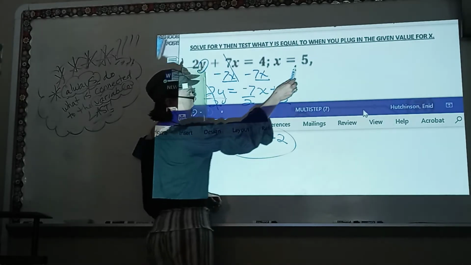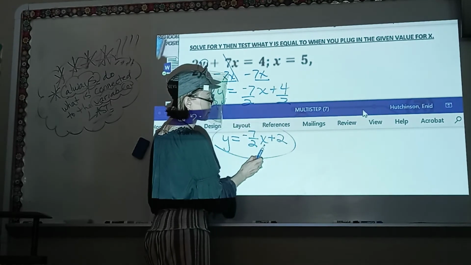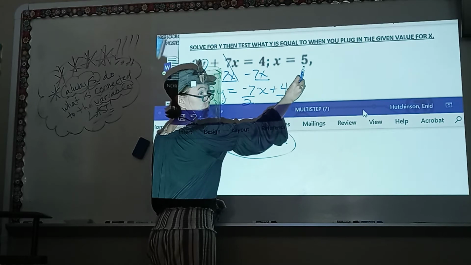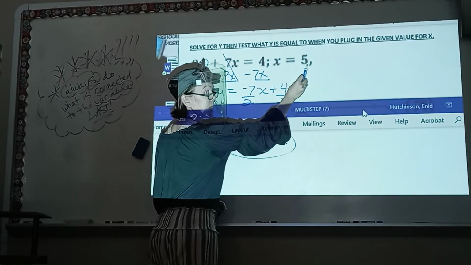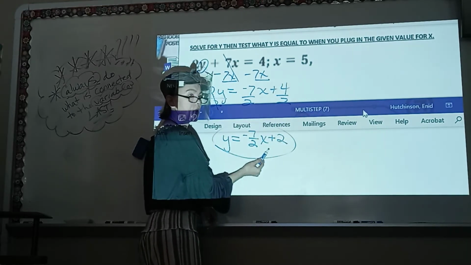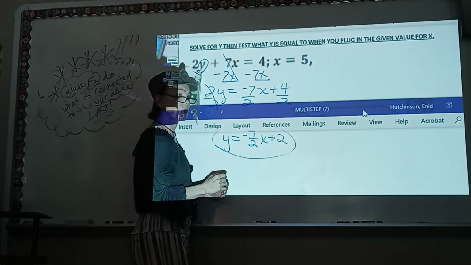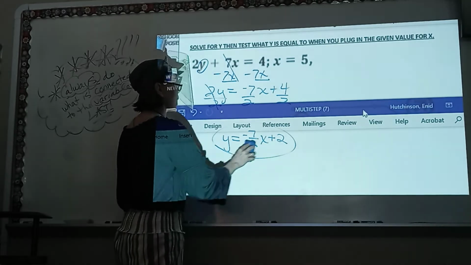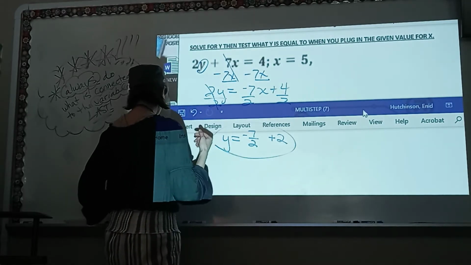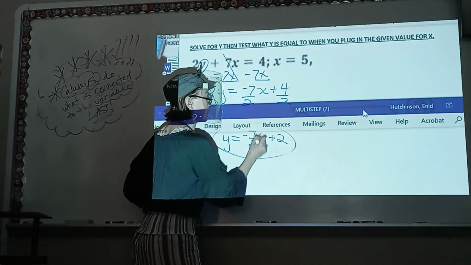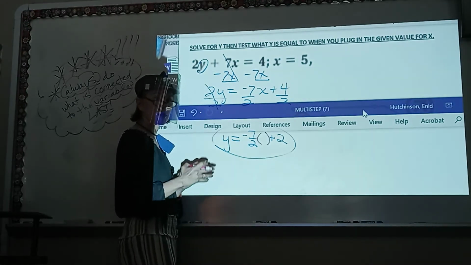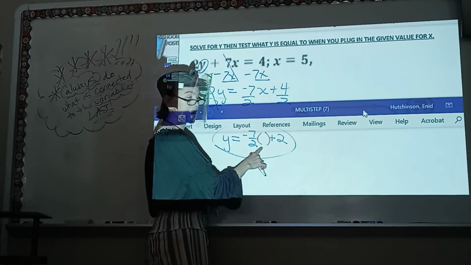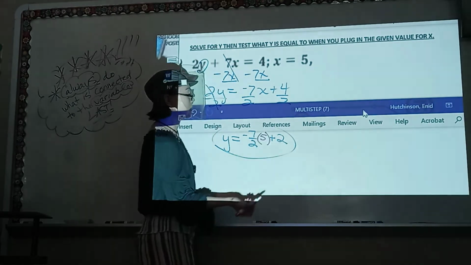Now it says, what is this y equal to when you give x this value, 5? When x is equal to 5, when you plug 5 in for x, what does that make y equal to? How do we do that? By substituting. So I'm just going to erase and replace. Everybody, give yourself an empty space right here, because we're going to substitute 5 in for the x right here, and we're going to do the math.